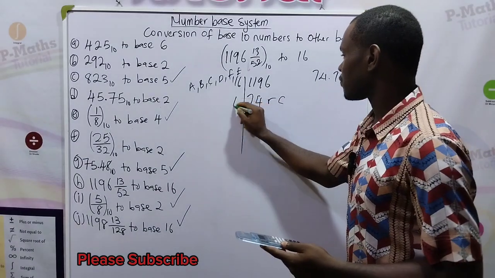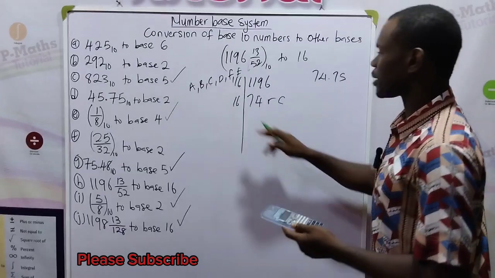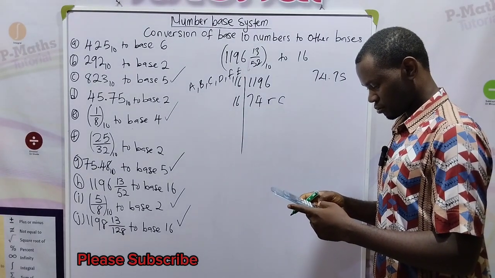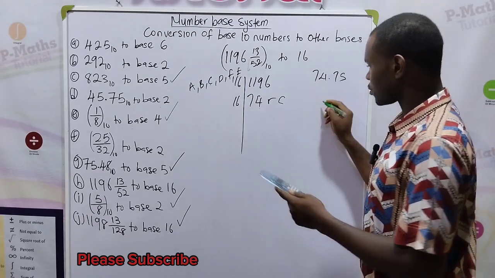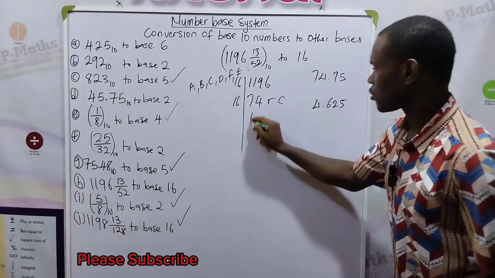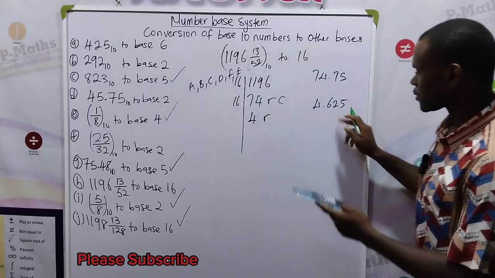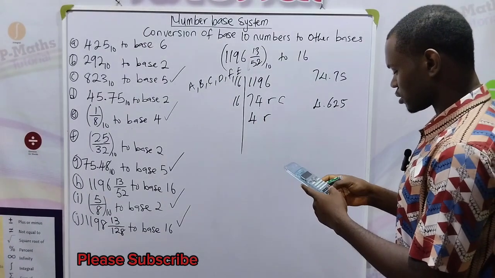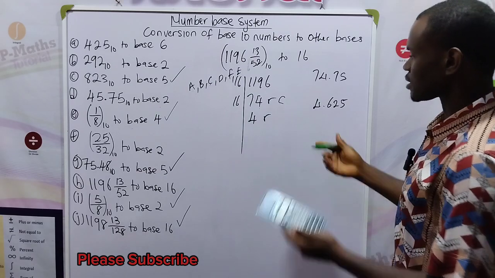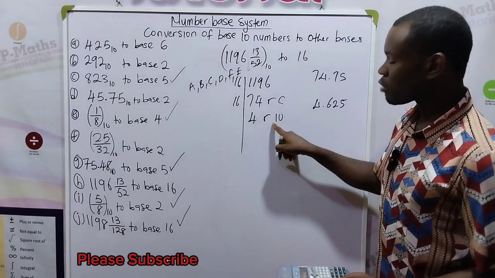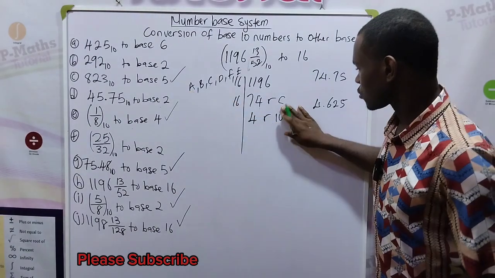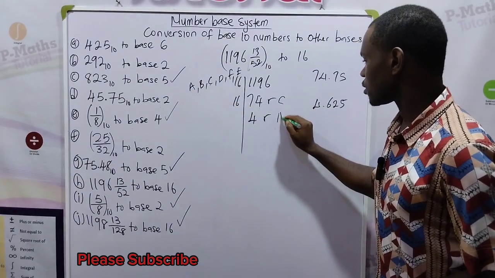So let's divide again. Divide 74 by 16. That is giving me 4.625. So 4 is your whole number. Let's get our decimal part. So I'll press 0.625 times 16. That is giving me 10. But we don't make use of two-digit numbers. What is 10? 10 is A. So I'll replace 10 with A.